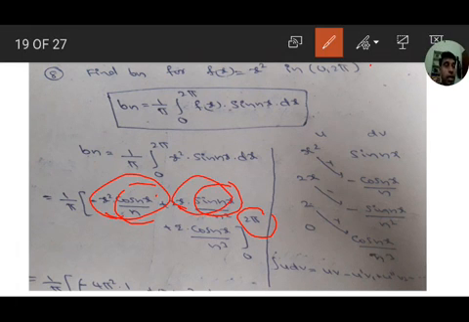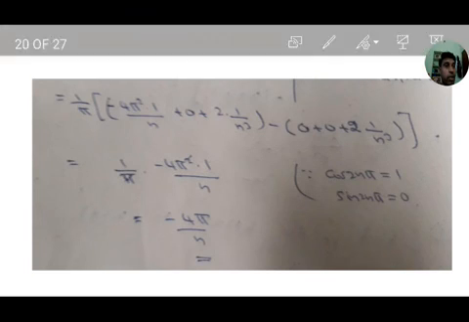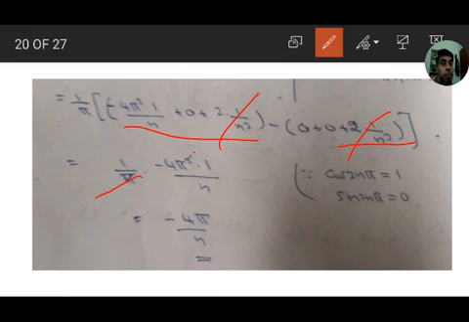This is 0 and cos 0 is 1. So 2 by n cube, again minus, in the lower limit only, 2 by n cube. Remaining 2 terms are 0. Here 2 by n cube minus 2 by n cube is cancelled. So 1 by pi into minus 4 pi square by n, one pi is cancelled, so minus 4 pi by n. Here sin 2n pi equal to 0, cos 2n pi equal to 1.